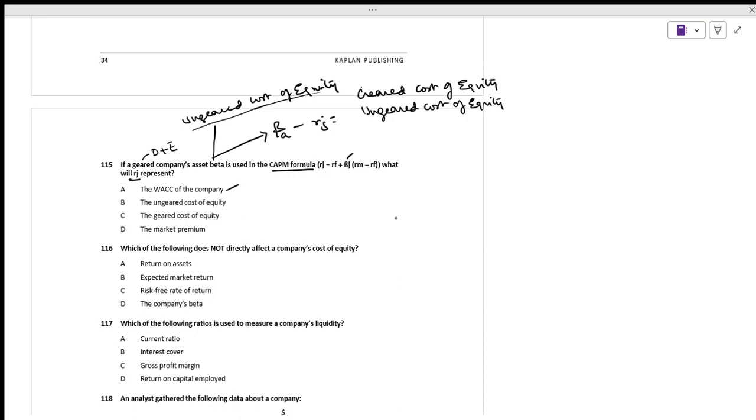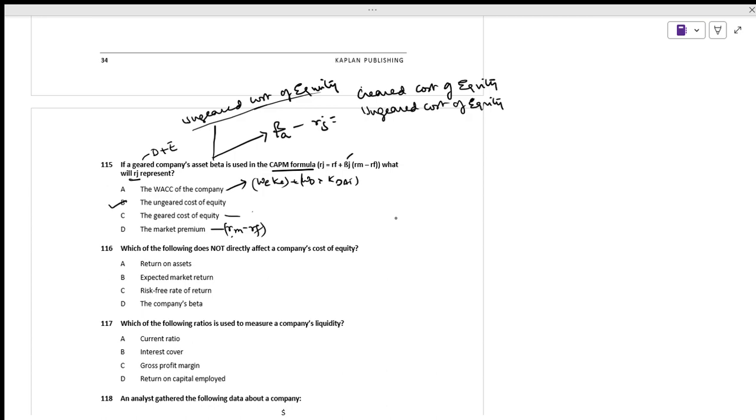See, weighted cost of capital is weight of equity into cost of equity plus weight of debt into cost of debt after tax. Okay, this is the formula. Geared cost of equity is the CAPM. Market premium is RM minus RF.